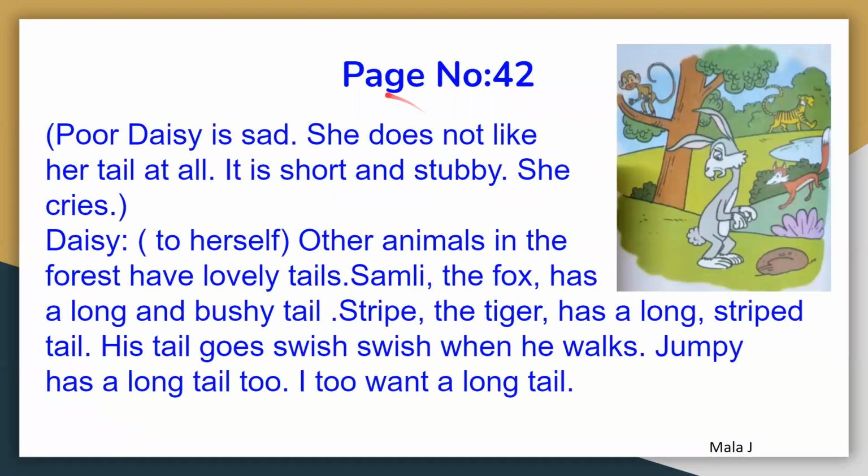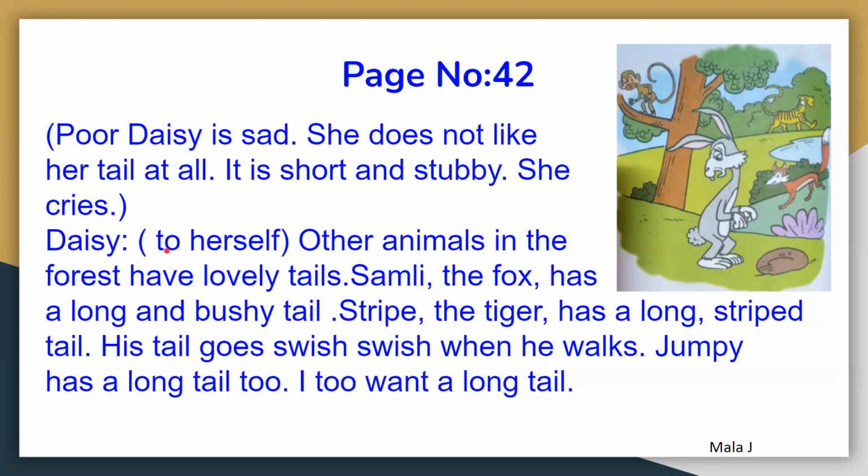Now let us move on to page number 42. So now when the tiger cub said that he was having a long tail, poor Daisy is sad. She does not like her tail at all. It is short and stubby. She cries. So after the tiger cub says that you're having a short and stubby tail, Daisy feels very sad. She starts crying. So let us see what happens next.